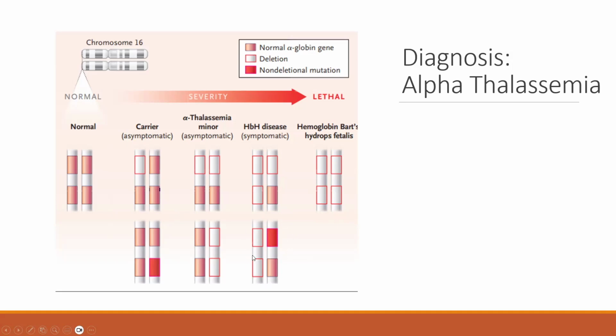The most well-known is hemoglobin Constant Spring. And again, this is fairly prevalent in patients of Southeast Asian ancestry, and we do see this here. And these patients can present where they are in need more often of blood transfusions, iron chelation, and have more complications than patients with hemoglobin H, who again, rarely require intervention. And then historically considered to be lethal is hemoglobin Bart's hydrops fetalis when you have all 4 gene deletions.